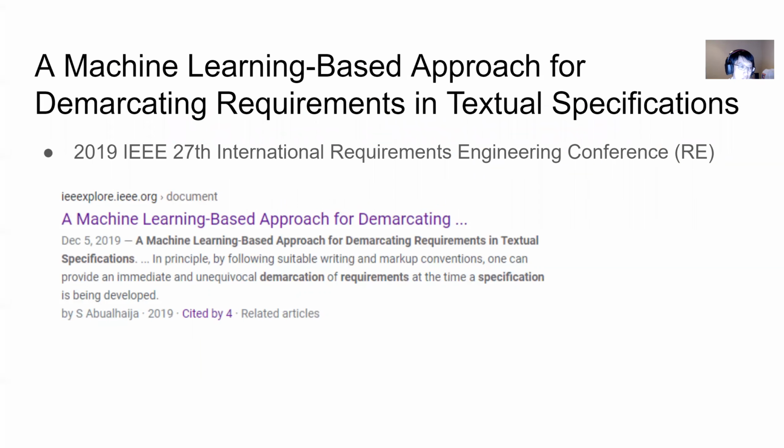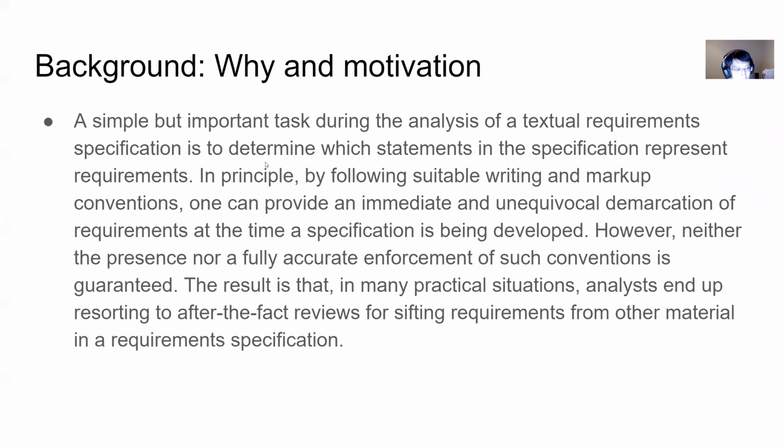The paper's name is "A Machine Learning-Based Approach for Demarcating Requirements in Textual Specification." This is a 2019 paper, and it was cited 4 times, and one of the citations is by the same author. Let's see the background, and the motivation of this paper. Here is the text explanation of the motivation.